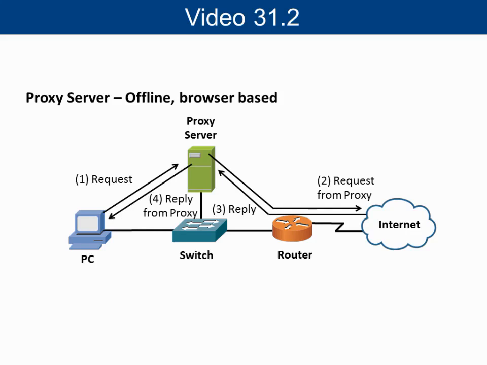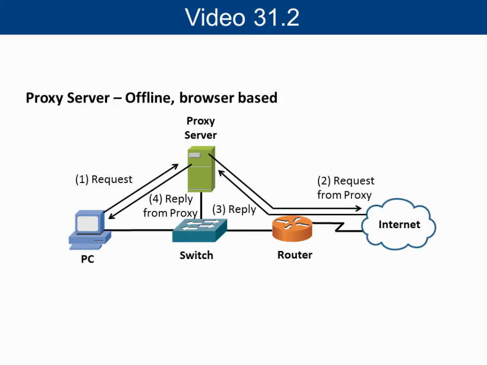When the information comes back, it comes back through the proxy server and then back to the PC. This form of proxy is easily bypassed by simply going into the settings of your web browser and changing the settings to not use the proxy server. If that's done, then the PC can make its requests directly through the router to the internet to receive content that an organization might otherwise deem inappropriate.